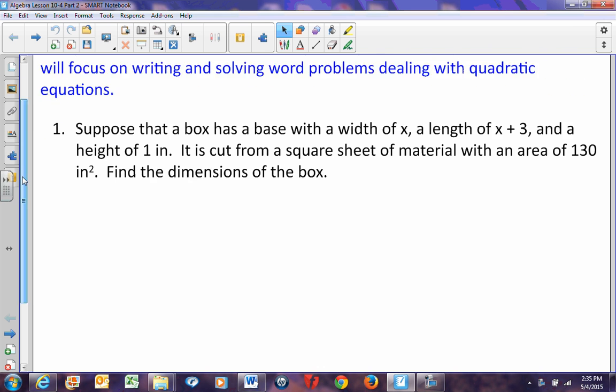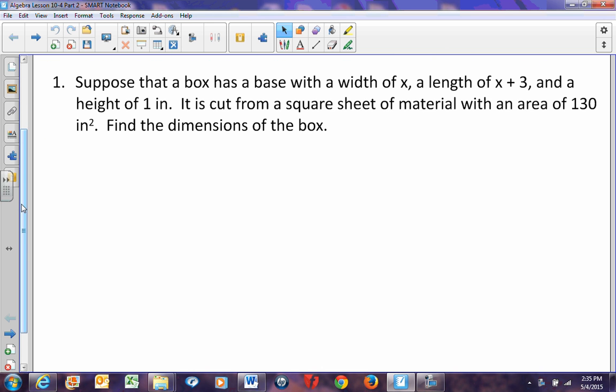Let's say we have this first question. Suppose that a box has a base with a width of x and a length of x plus 3 and a height of 1 inch. It is cut from a square sheet of material with an area of 130 square inches. What are the dimensions of the box?